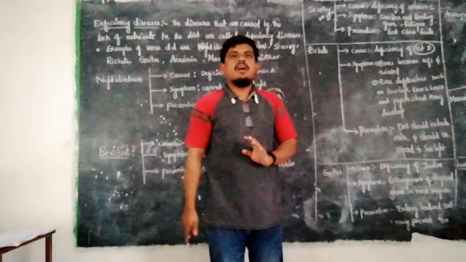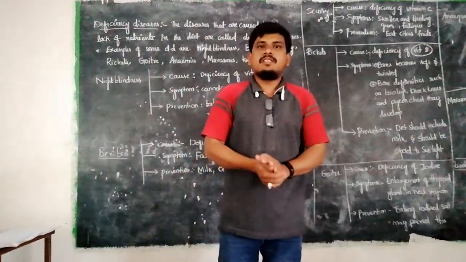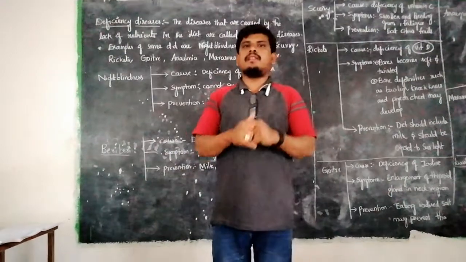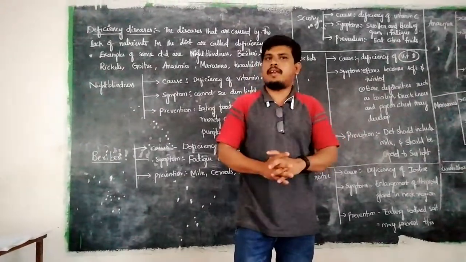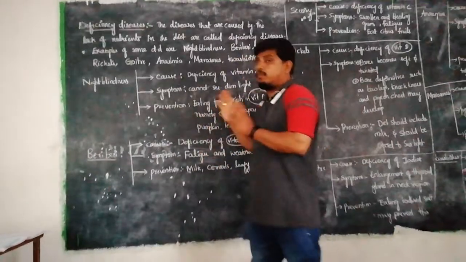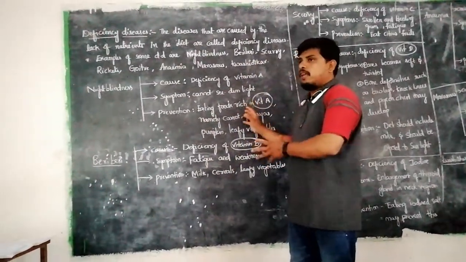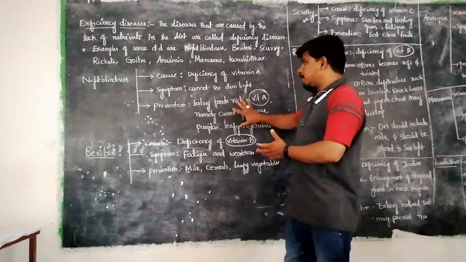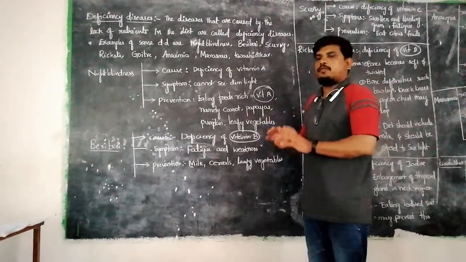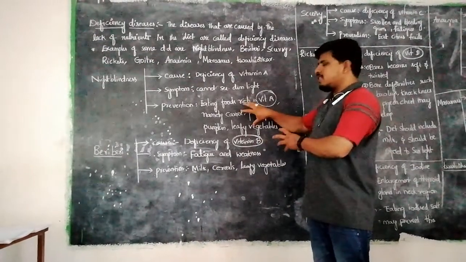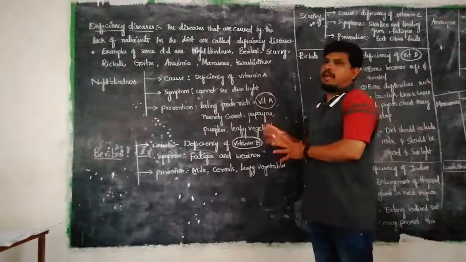Now in your brain, a question is striking, that is, sir, if a person is already suffering from night blindness, can he recover? Yes, absolutely he can recover if he follows the things that have been listed. Sir, do we have to eat only these? No, you can eat any other thing, but these are the food items which are rich in vitamin A.